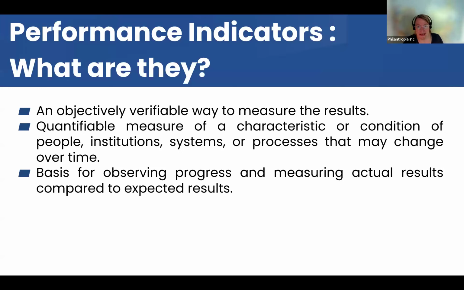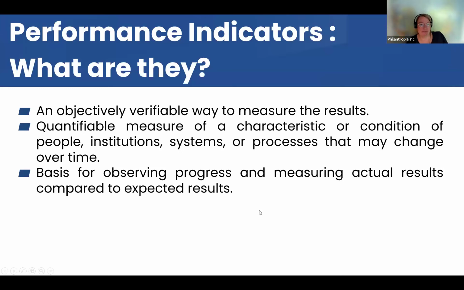It's a quantifiable measure of a characteristic or a condition of people, institutions, systems, or processes that may change over time. So usually we talk about target groups, but obviously you can also set out to change institutions and general systems, or even processes that happen in any kind of system. So usually as examples, we use target groups that you directly work with, because many projects would be covered by this example, and it's also the simplest, but obviously you can also work on different levels.